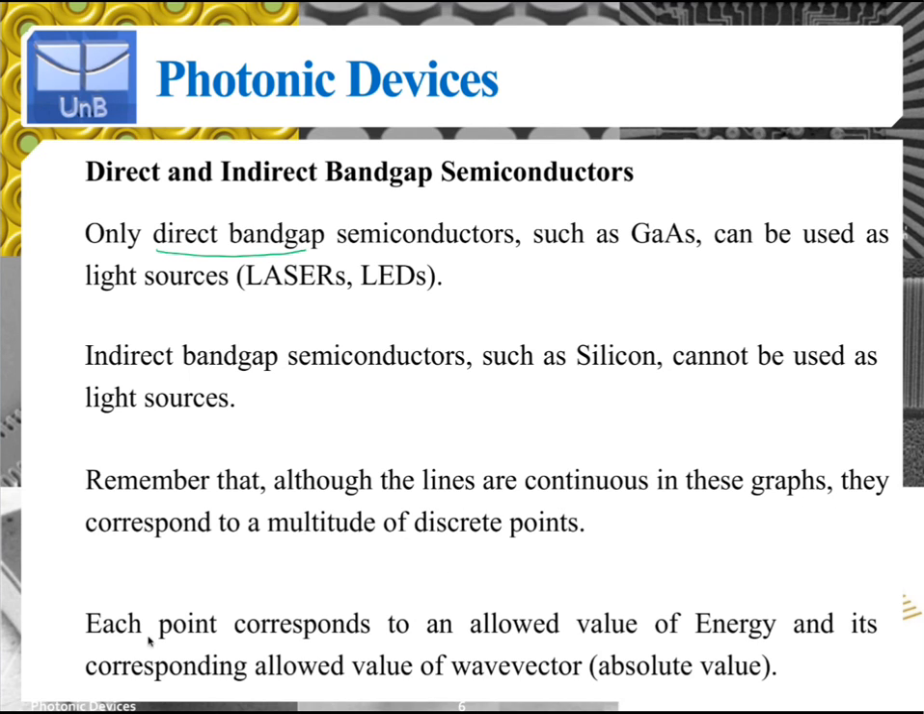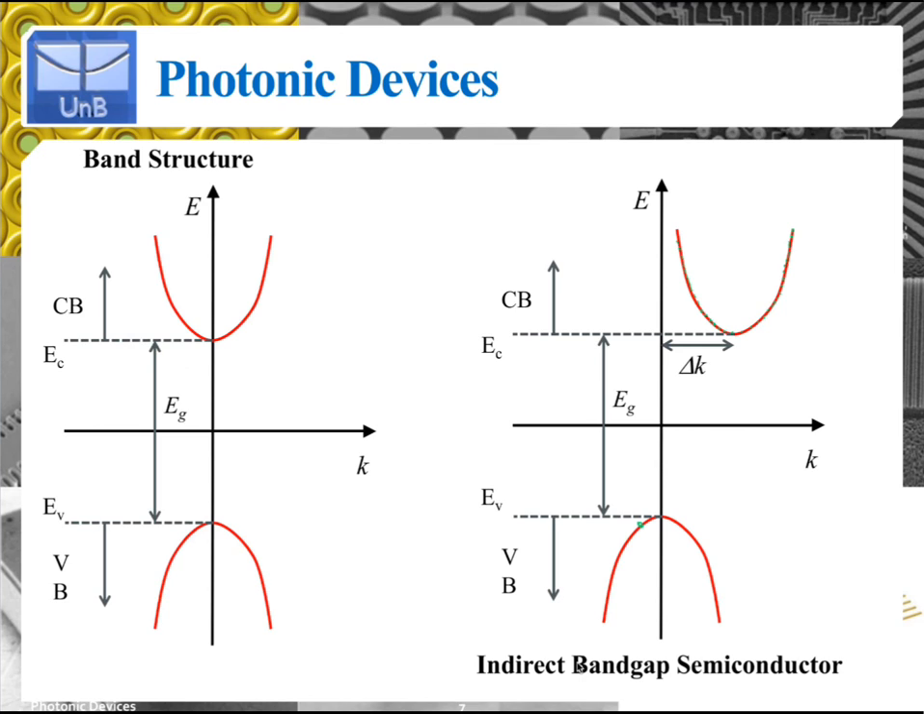So each point corresponds to an allowed value of energy and its corresponding allowed value of wave vector. So each point is a state here which will have associated with it a k value, a wave vector, which we'll see also has a relation with momentum, and also associated with it an energy value. Okay, and these are discrete, and they are states. They are energy and k values which can potentially be occupied, but are not necessarily occupied.